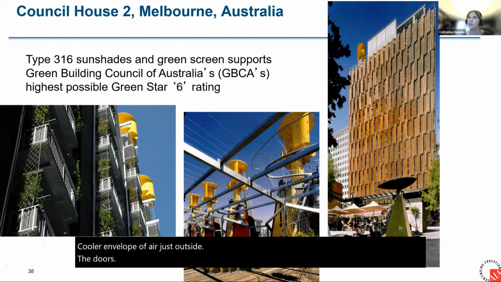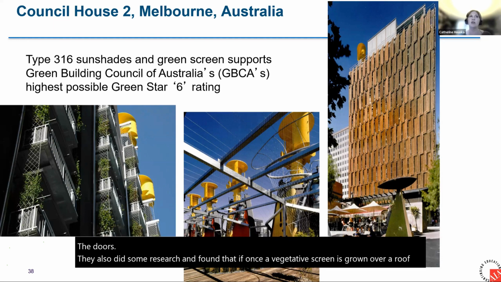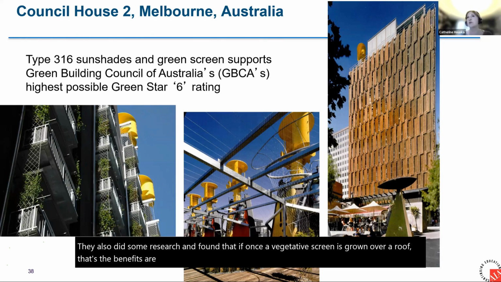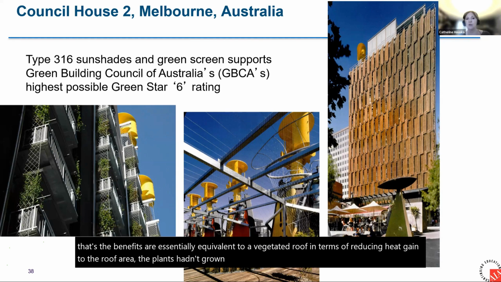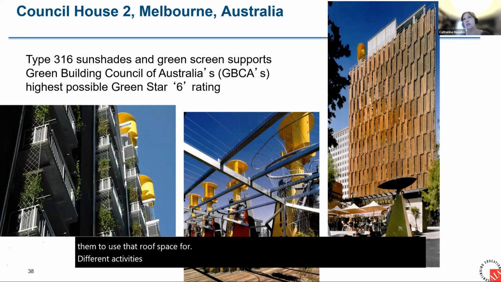They also did some research and found that once a vegetated screen is grown over a roof, the benefits are essentially equivalent to a vegetated roof in terms of reducing heat gain to the roof area. The plants hadn't grown in when this image was taken, but this allows them to use that roof space for different activities and helps cool the building.